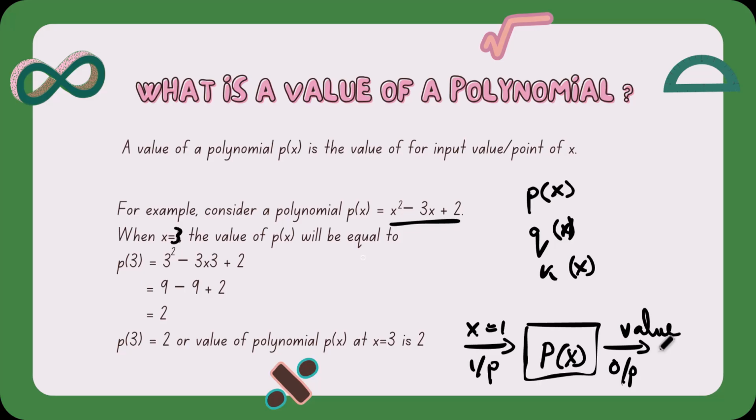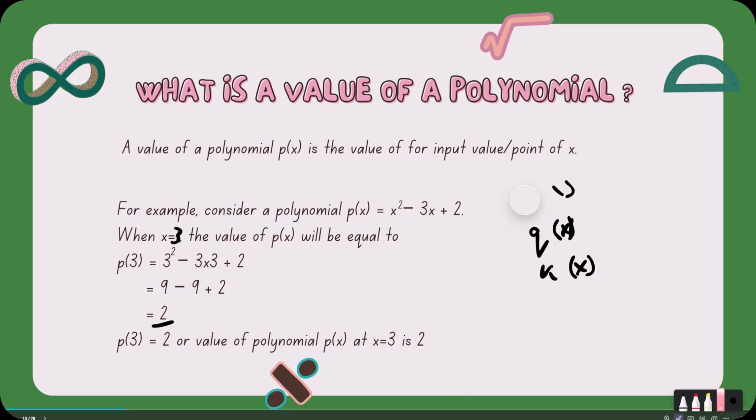So what is the value of the polynomial at p of 3? P of 3 will become equal to 2. Or we can say the value of the polynomial p of x at x is equal to 3 is 2. So this is the logic. Let's try to do the same with 1. All of you can try it out. Try with 1 and see what would happen.